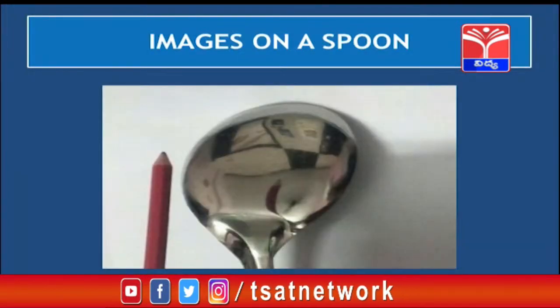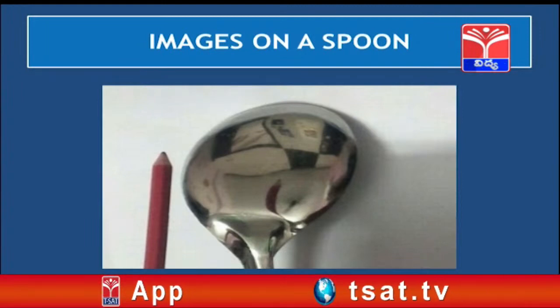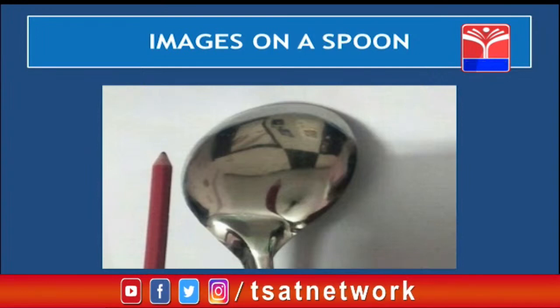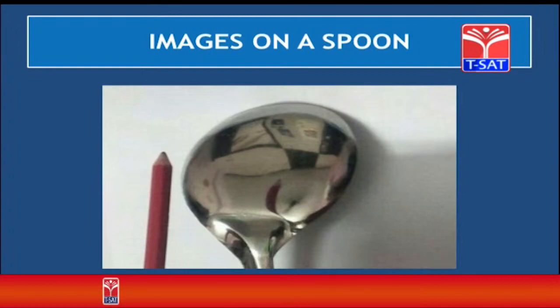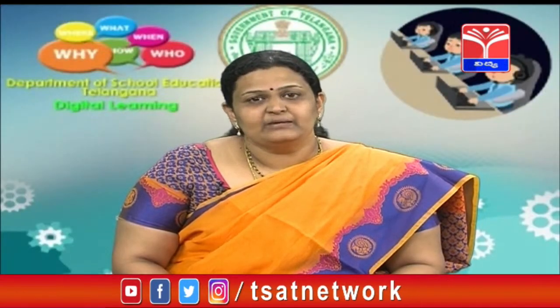Children, this is our day-to-day life experience. When you observe yourself at the back side of a spoon, how does the image appear? You can see the pencil here. The pencil appears to be distorted in shape, and it appears to be thinner and diminished in size, or smaller in size. Yes, children? So when you look at yourself on the convex side, you also get to see the same image.